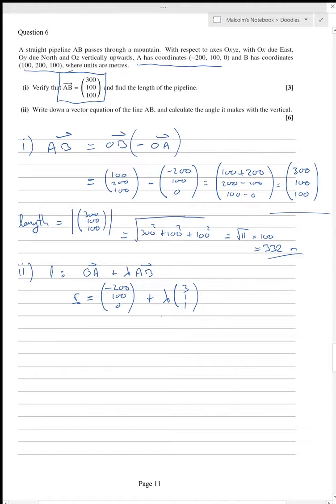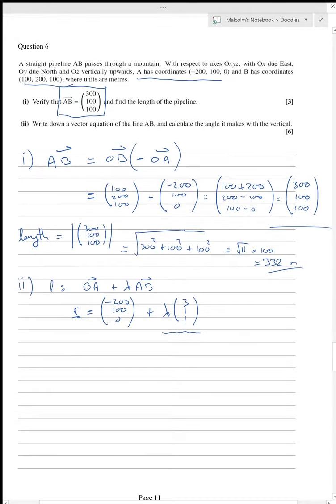Calculate the angle it makes with the vertical. So this part of the vector equation of the line gives me the direction of the line. So the dot product of that and the direction of the vertical will get me what I'm looking for. If we look at the information given up here, OZ is vertically upwards. So what I can do is the dot product of 3, 1, 1 times the vertical, which is 0, 0, 1, is equal to the modulus of the 3, 1, 1 vector times the modulus of the 0, 0, 1 vector multiplied by cos theta.